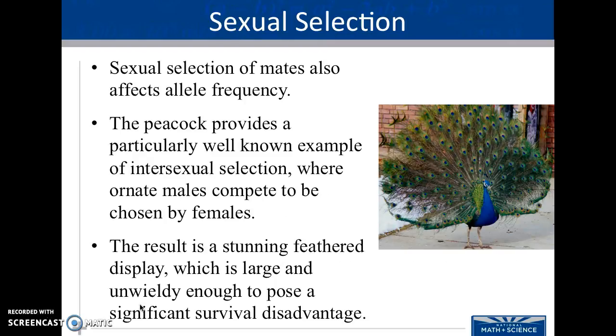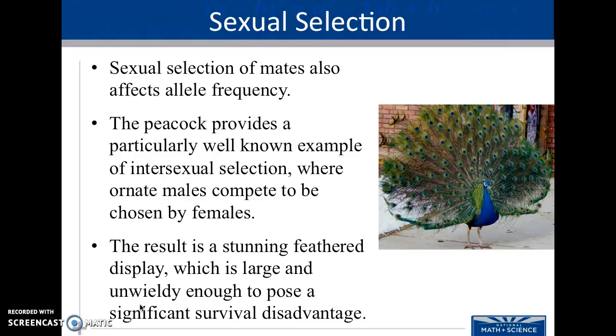And so these are some things that can impact the genetic diversity. Sexual selection of mates affects allele frequency. There are certain traits that we see in our counterparts that we are attracted to and choose to mate with them because of those traits. This is going to shape the genetics that are passed on and therefore shape the allelic frequencies within the population.